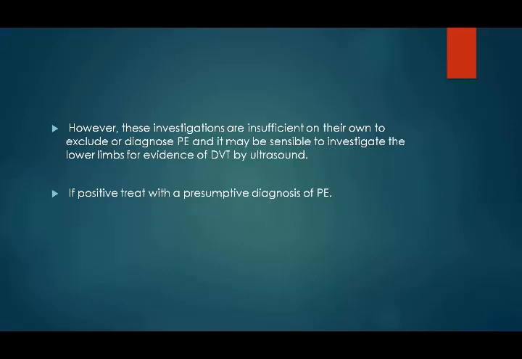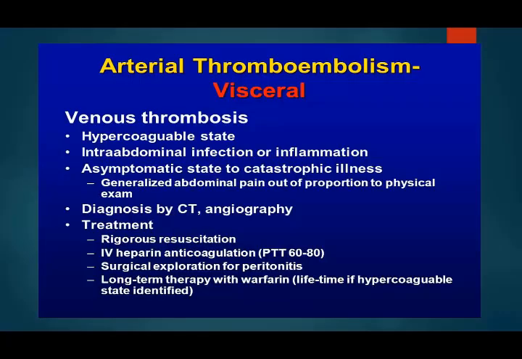So for the venous thrombosis, because of the hypercoagulable state, they are more symptomatic, with pain, diagnosed as outpatients by CT or angiography, and the treatment is rigorous resuscitation, IV heparin anticoagulation, surgical exploration for peritonitis, and long-term therapy with warfarin can be given.